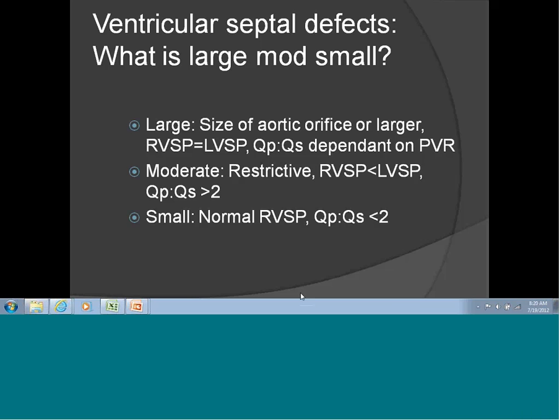Okay. So now once you've defined these, this is your definition. Now I know you were talking about chamber dilation and so on. Remember that will not differentiate large from moderate because in both of them you'll have some amount of chamber dilation. So what will differentiate the two would be pressure. If VSD is restrictive, it will be moderate. If non-restrictive, it will be large.